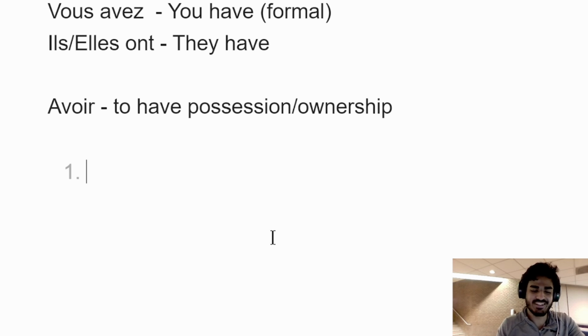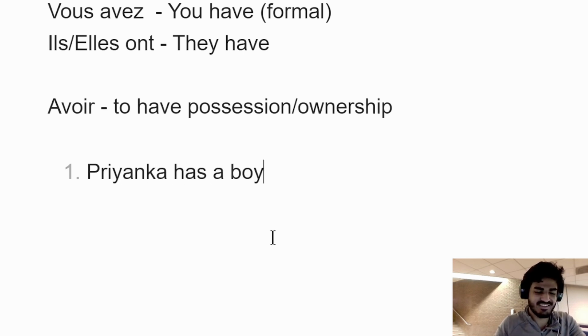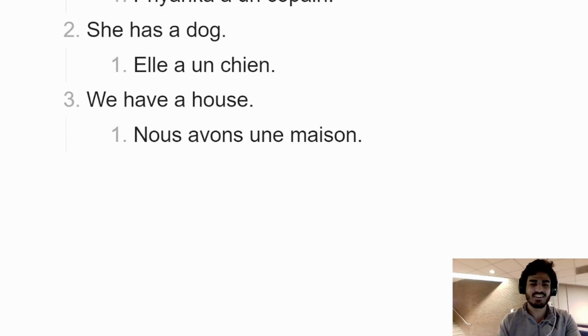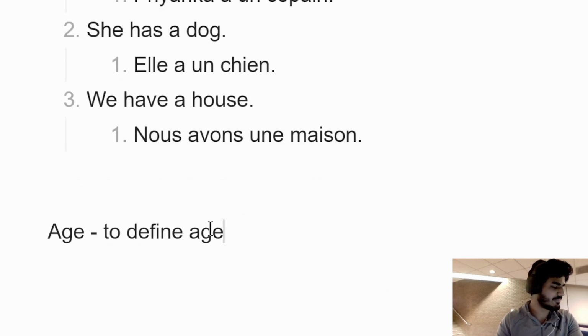Now, let's say if you want to say, Priyanka has a girlfriend, how do we say that? Priyanka a une copine. Why copine? Because copain is masculine, copine is girlfriend. Age. We use avoir to define age.